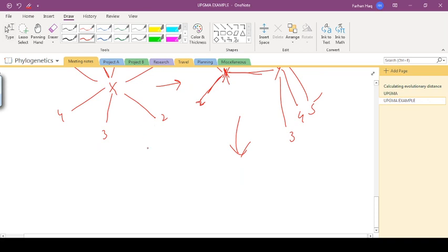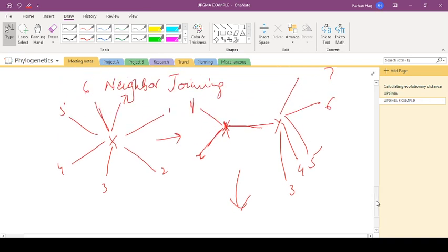But it takes into account different concepts related to the variable changes in evolution, the variable substitution rates. That's why it is comparatively more accurate compared to the UPGMA method, but again it is faster compared to the character-based methods, and it generates an unrooted tree.